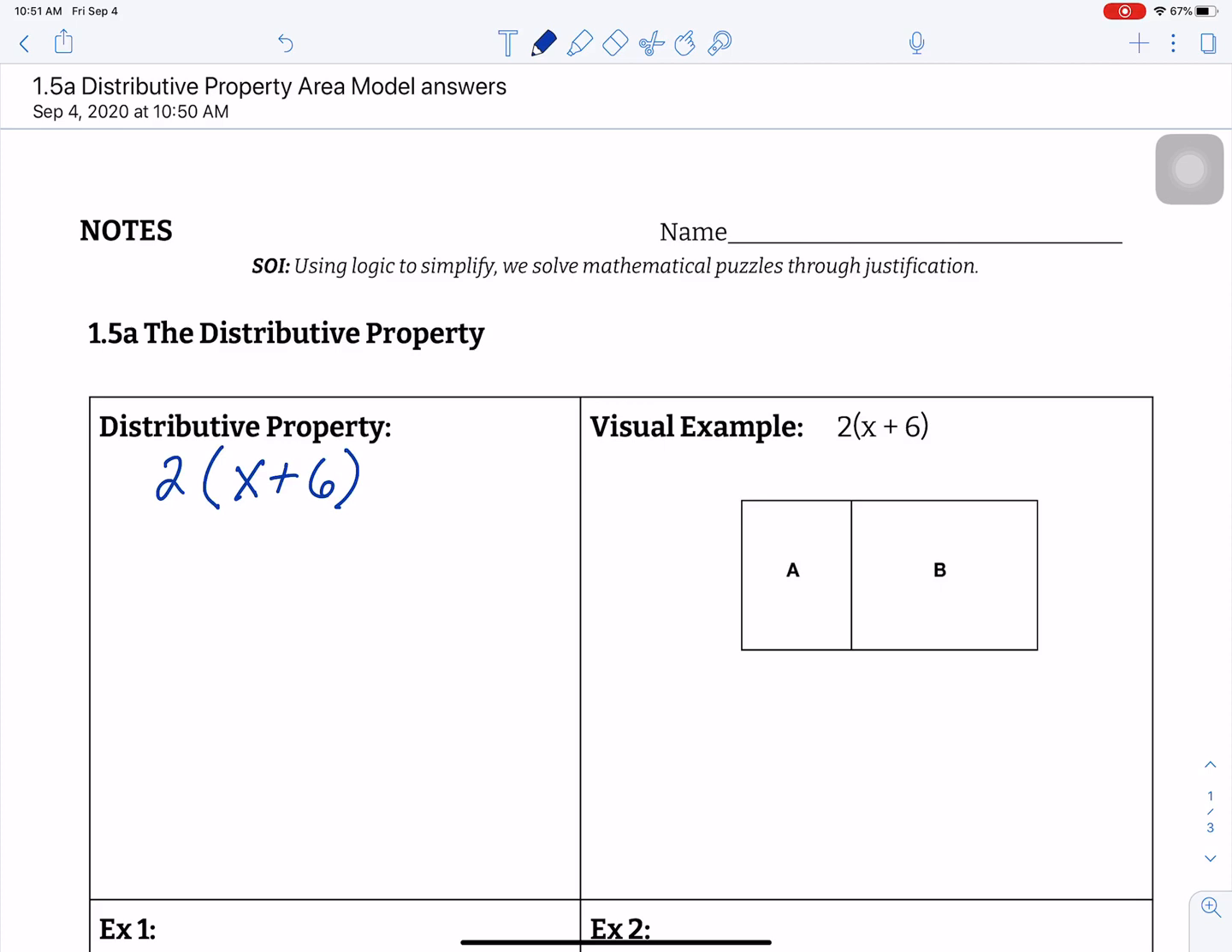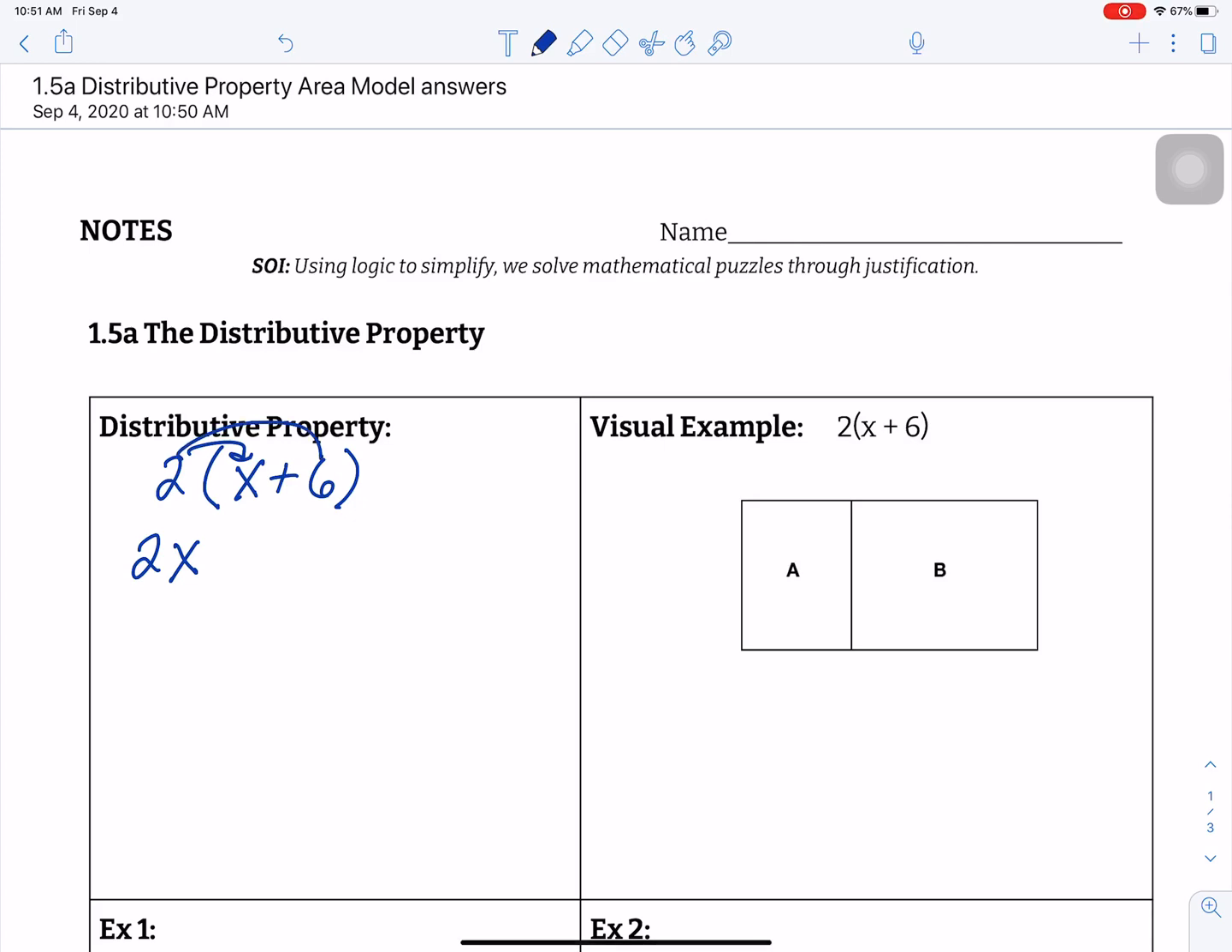So our problem is 2 and then the quantity x plus 6. So we're multiplying that 2 to everything inside. So we're going to do 2 times x. I'm not going to put a times sign in there because otherwise it gets confusing with that variable. And if you're using a times sign, use a dot, use an asterisk, use parentheses, but don't use an x because 2x looks really confusing.